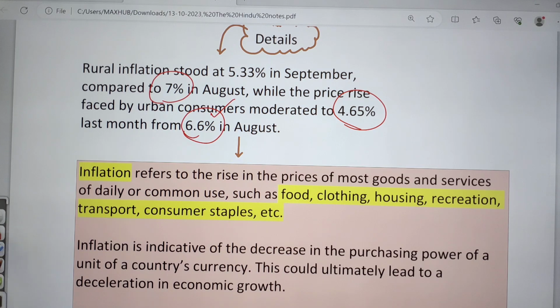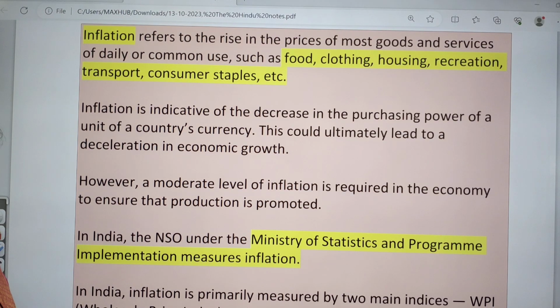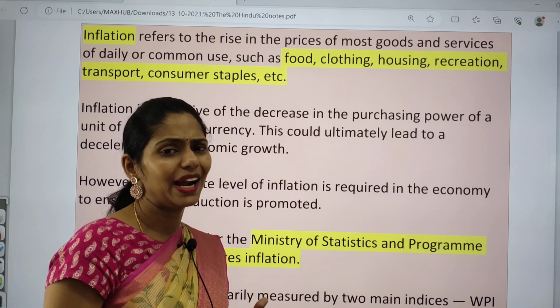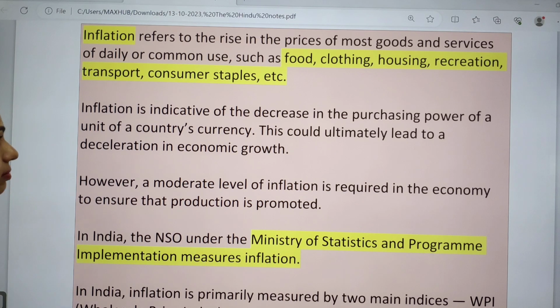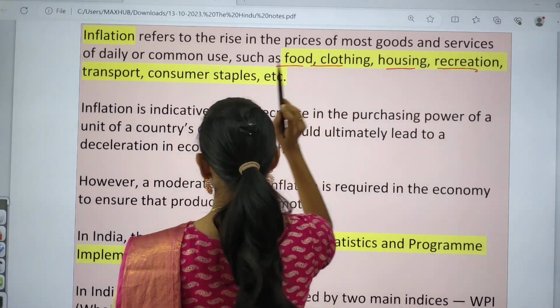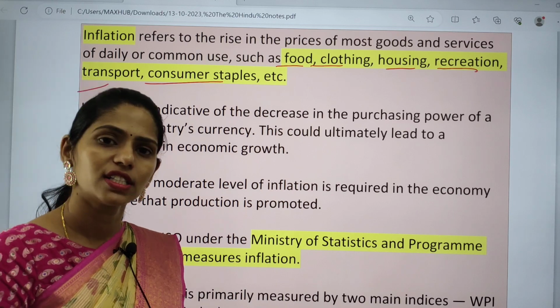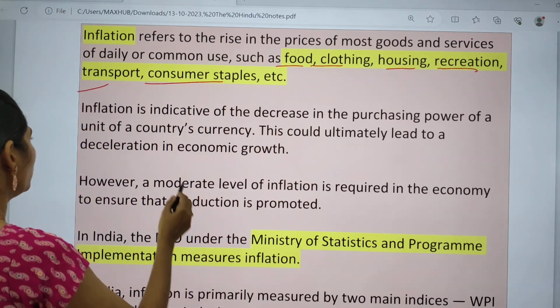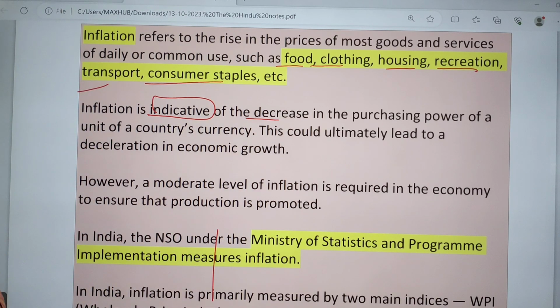And if you see some important facts regarding inflation, inflation is nothing but a general tendency of increasing of price of goods and services in the market, and that is called inflation. So inflation is seen in some common use things. For example, we have food, clothing, housing, recreation, transport and consumer staples. So in these products, whenever there is increasing of price, that is called inflation. So inflation is indicative of decrease in the purchasing power of a unit of currency.